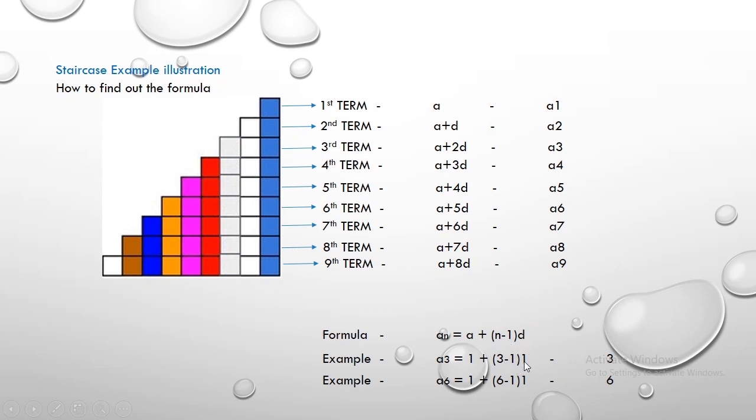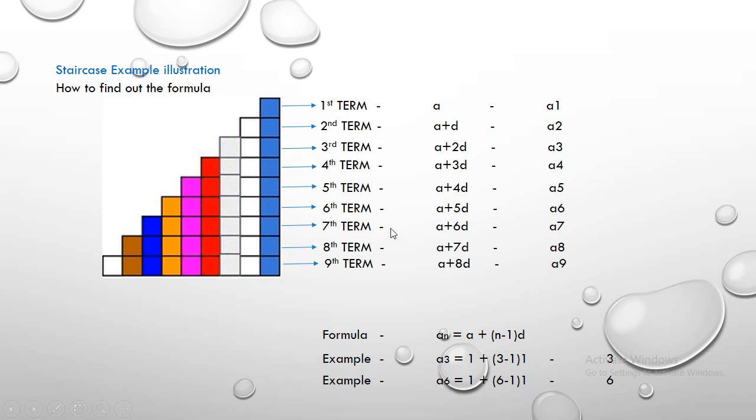Then D is the common difference. It's nothing but the difference between two consecutive terms. That is, if you take the fourth term and the third term, the fourth term is made out of 4 bricks, the third term is made out of 3 bricks. If we take the difference between the fourth term and the third term, we are going to get 1. That is the D.